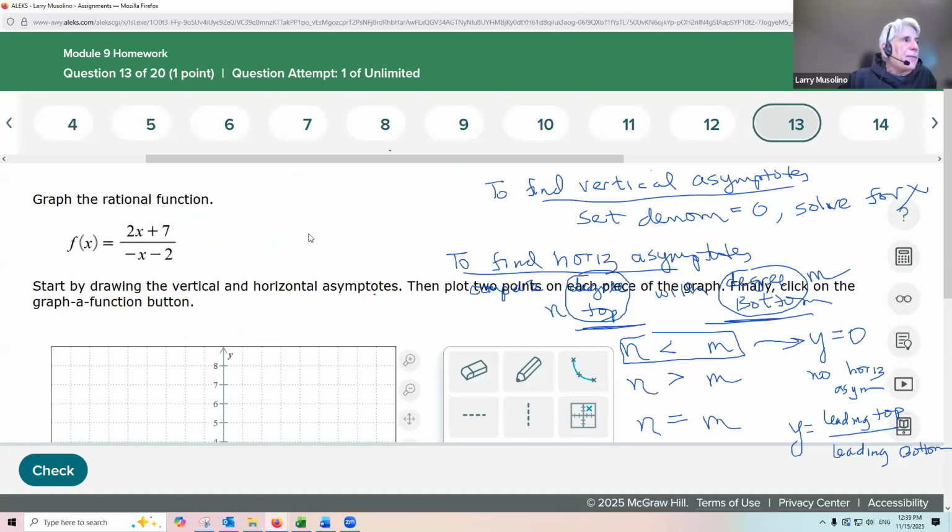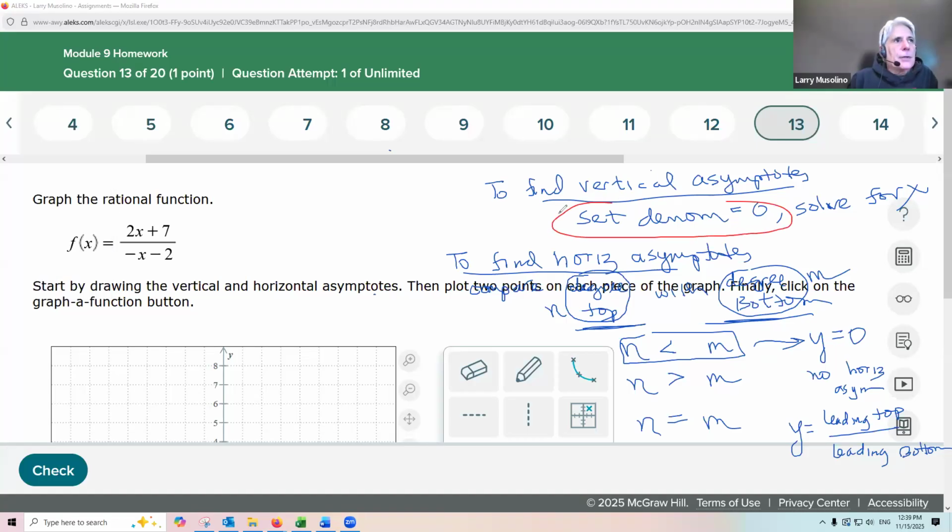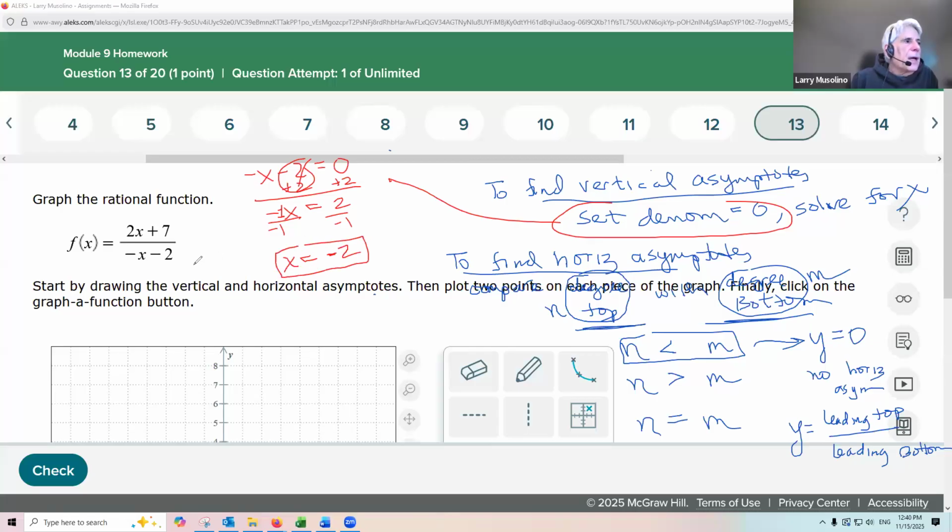All right, it says graph the rational function. Start by drawing vertical and horizontal asymptotes. So let's start off with the vertical asymptote. We want to set the denominator equal to 0. Our denominator is negative x minus 2 equals 0. I'm going to add 2 to both sides. So negative x equals 2, but I'm going to divide both sides by negative 1 to get x by itself. So it looks like x equals negative 2. There's going to be a vertical asymptote at x equals negative 2.